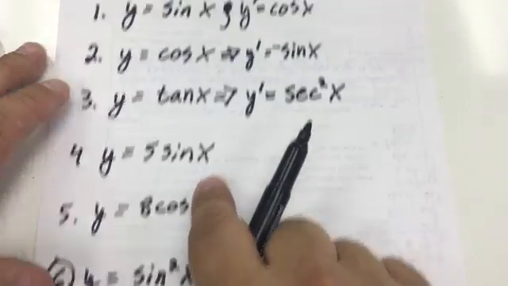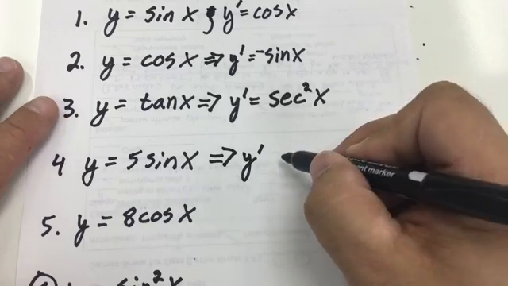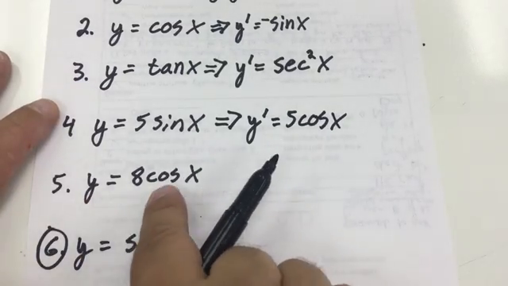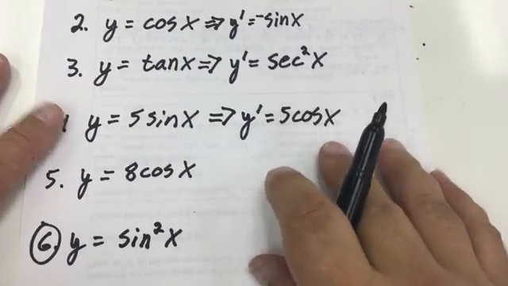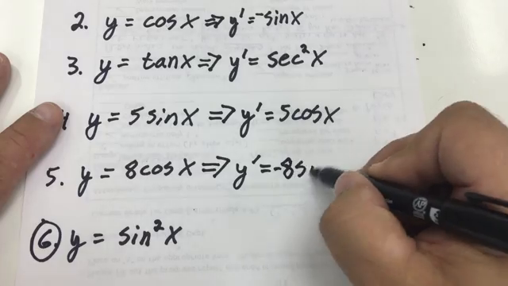The derivative of 5 sine x, well, is going to be 5 cosine x. So that's going to give us y prime equals 5 cosine x. And the derivative of 8 cosine x, or the derivative of cosine x, was negative sine x. So that's going to give me the derivative y prime equals negative 8 sine x.